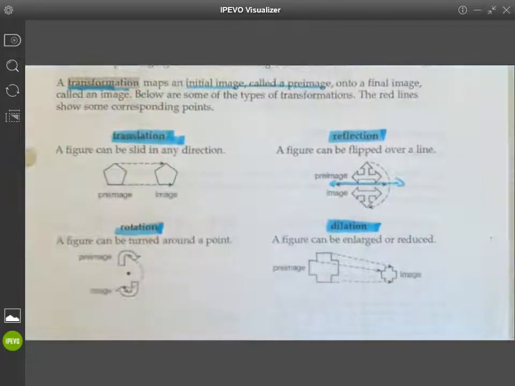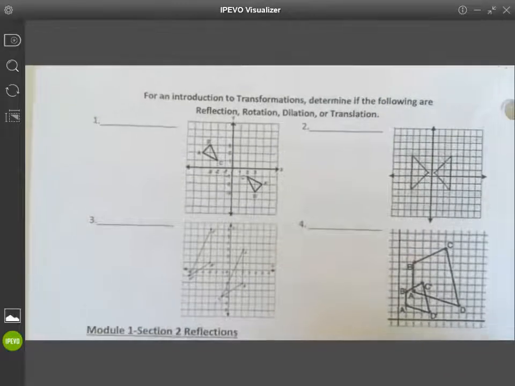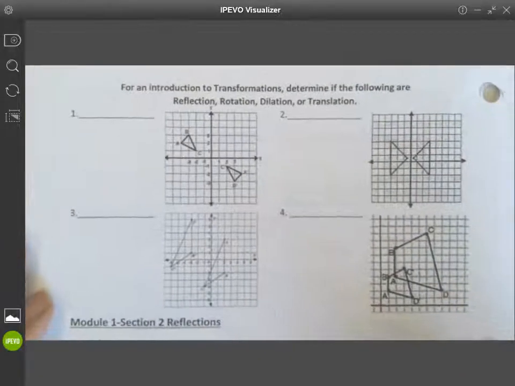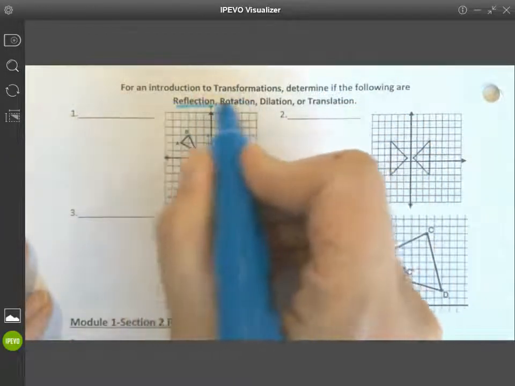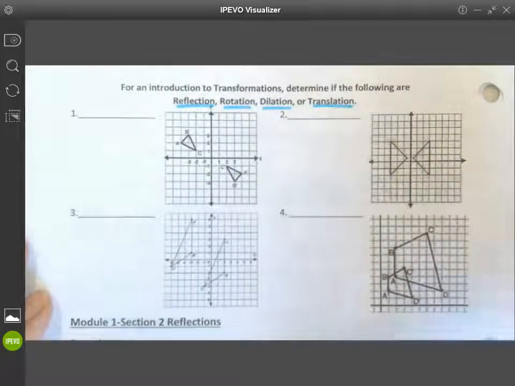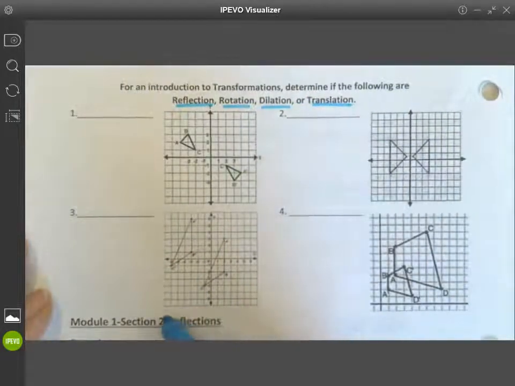All right, so there are your 4 transformations. Got it? All right, now we are going to focus on reflections today. So our transformation that we're focusing on is a reflection. So if you flip it over and you look at this paper, we have this introduction. So it's either going to be a reflection, a rotation, a dilation, or translation. And you'll see the rest of our notes, we're focusing on reflections.